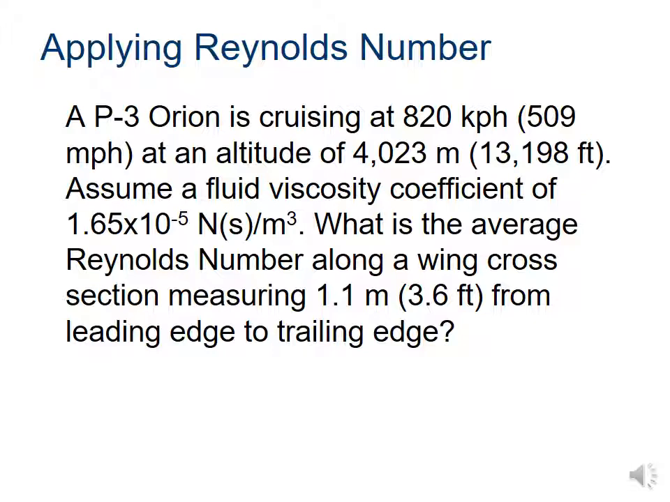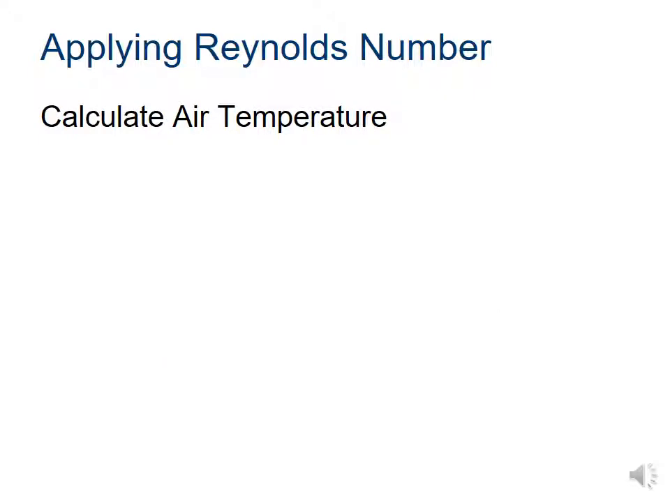Let's apply this equation to a problem. A P-3 Orion is cruising at 820 kilometers per hour, 509 miles per hour, at an altitude of 4,023 meters, or 13,198 feet. Assume a fluid viscosity coefficient of 1.65 times 10 to the negative 5 newton seconds per meter cubed. What is the average Reynolds number along a wing cross-section measuring 1.1 meters or 3.6 feet from leading edge to trailing edge? Can't forget about the atmospheric properties we learned in the last lesson.